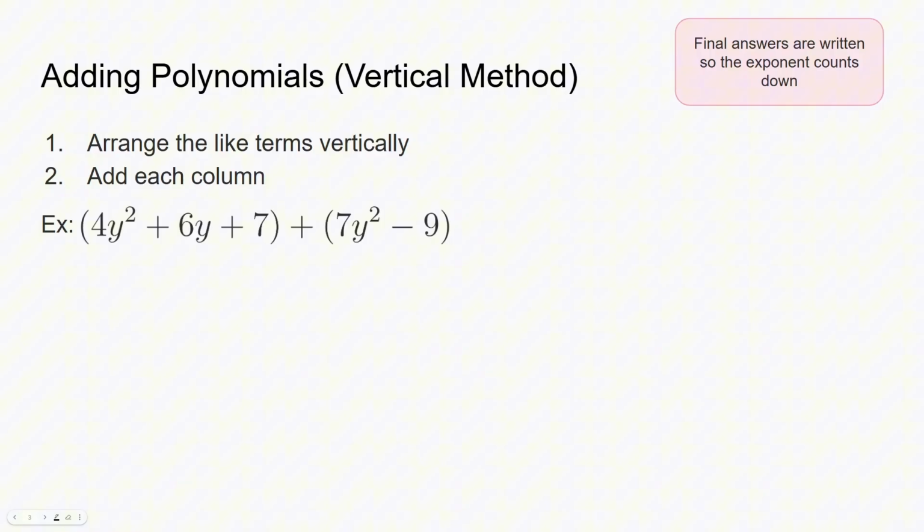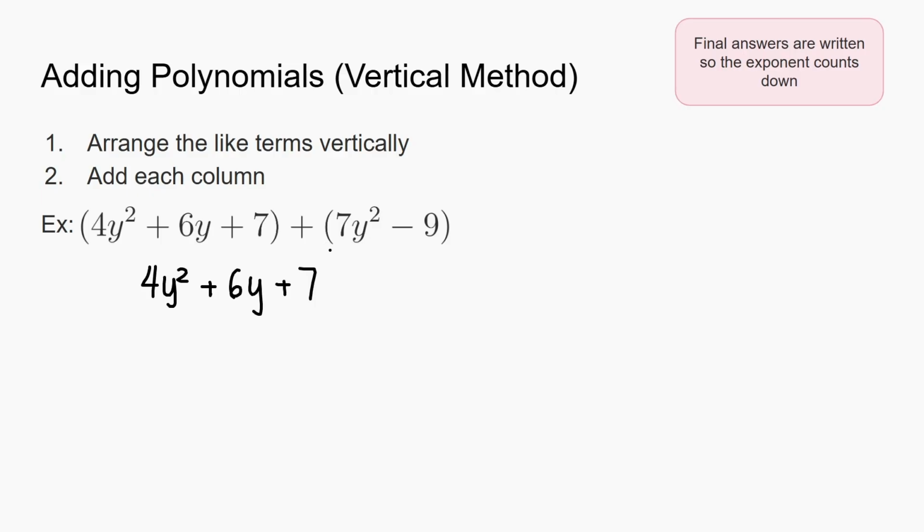Now, let's go over how to add polynomials vertically. Number 1, we're going to arrange the like terms vertically, and number 2, we're going to add each column. So let's start with writing this problem down. It's the same problem as last time, so you'll be able to compare and contrast the methods. In this case, let's write it down. 4y squared plus 6y plus 7.